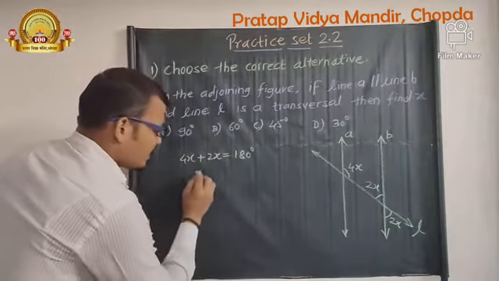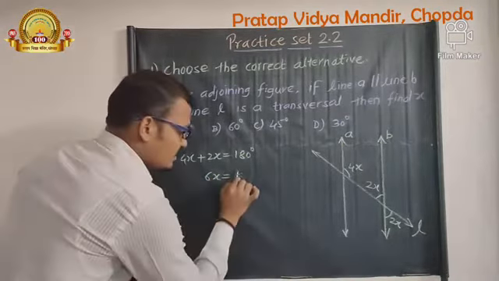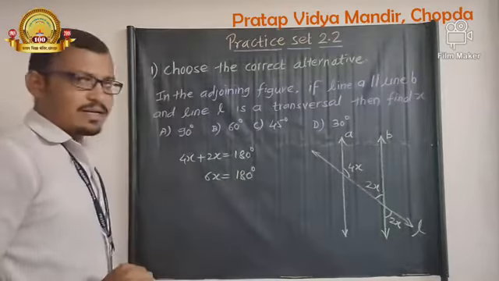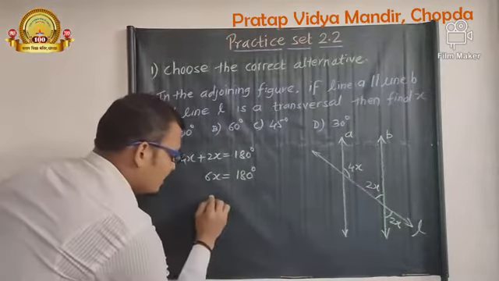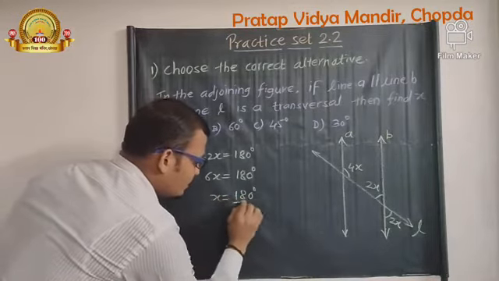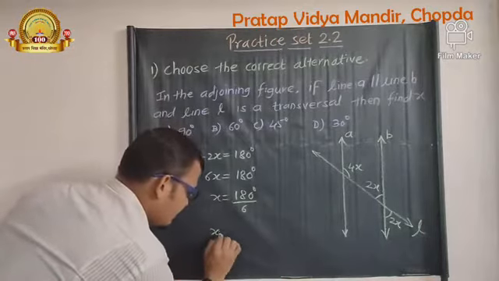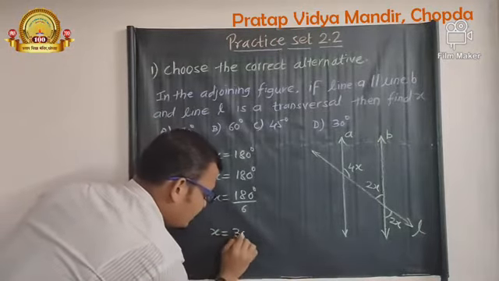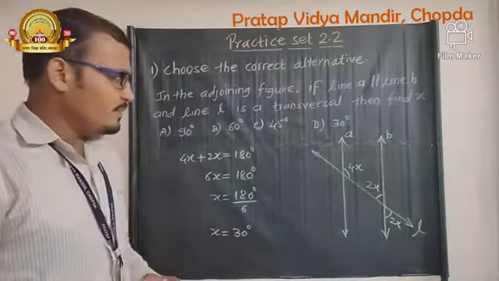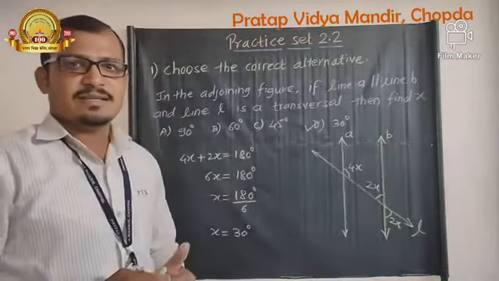Now 4x plus 2x is equal to 6x. 6x is equal to 180 degrees. Therefore x is equal to 180 degrees upon 6, and hence x is equal to 30 degrees. So option D is correct here.